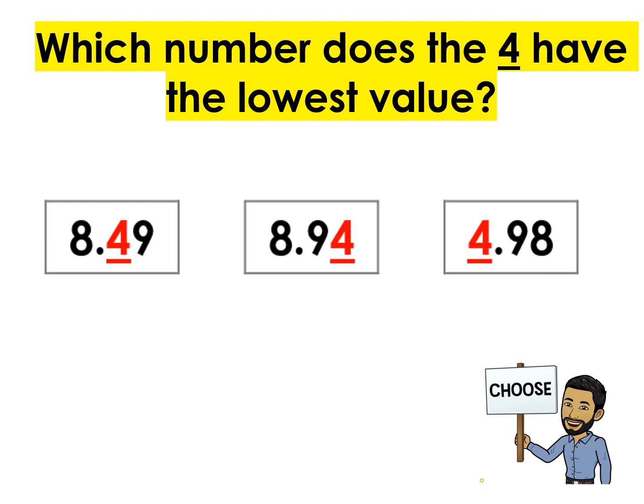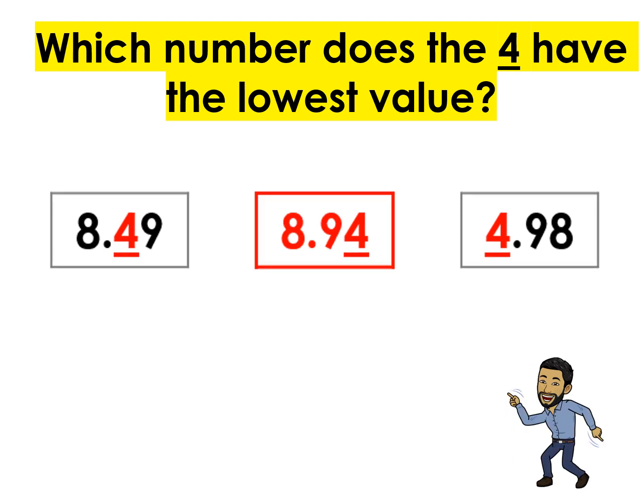Alright, let's have a look at the answer. So 8.94 is actually the correct answer, because the value of this digit, the number 4, is hundredths. Okay, whereas in this one it is tenths, and in this one it is ones.